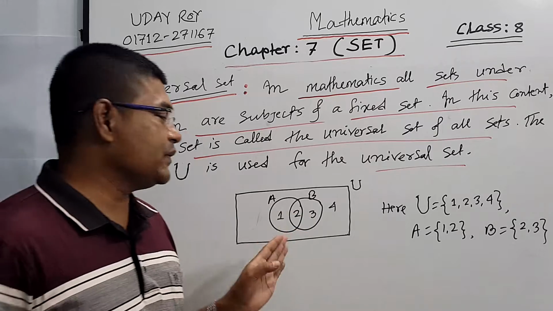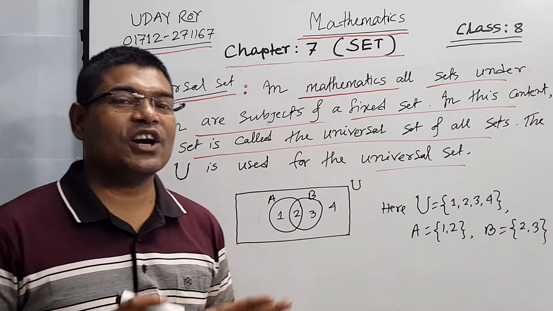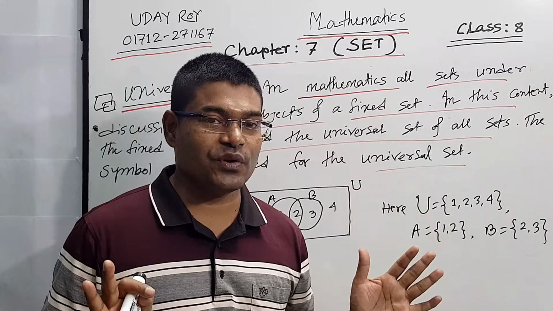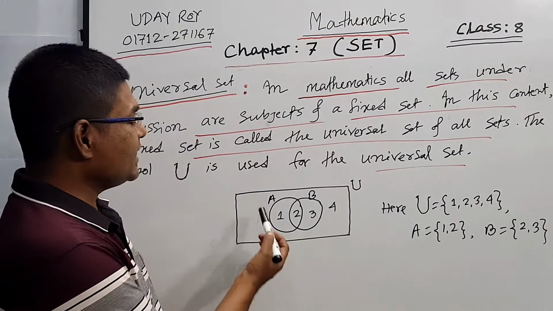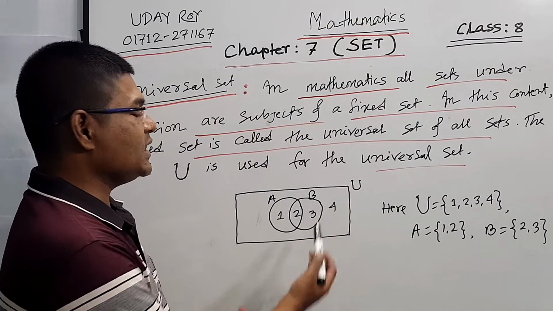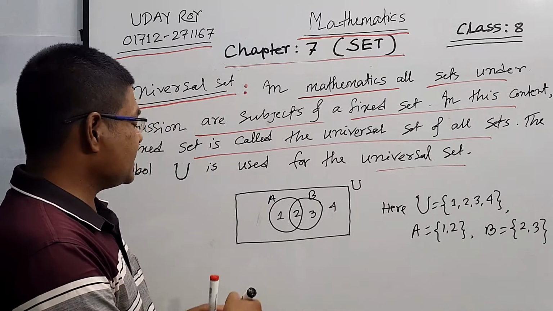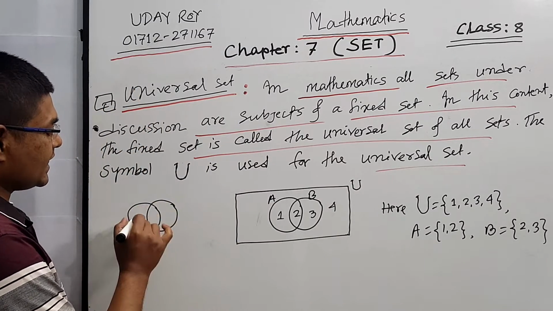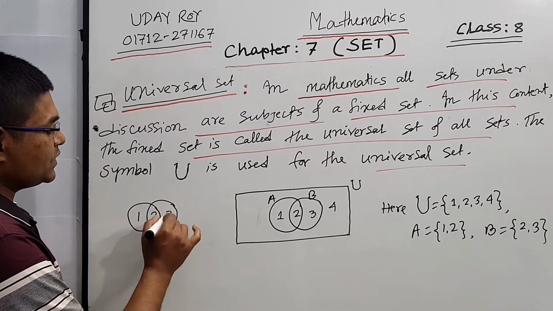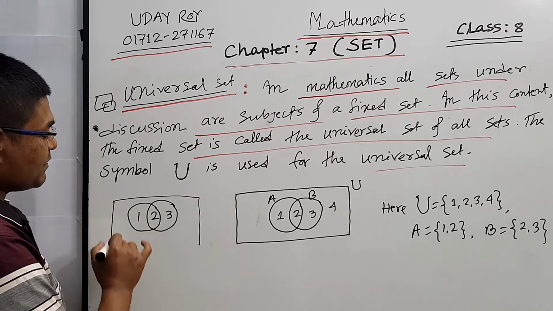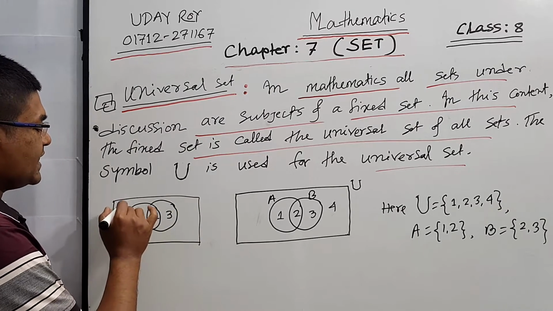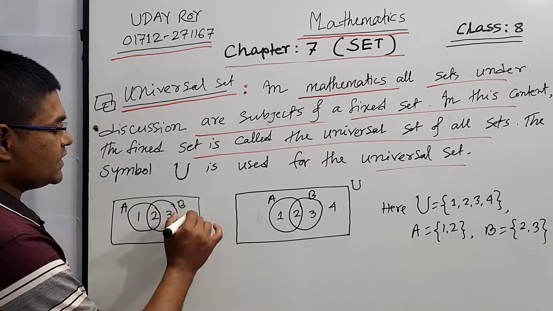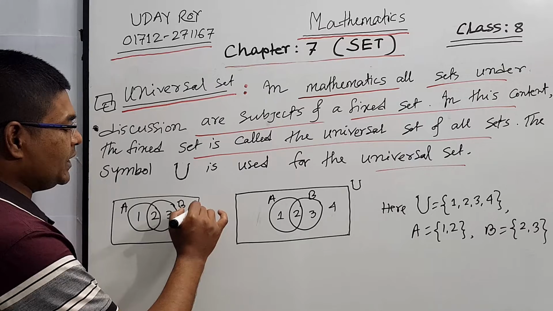If we observe the figure, we can easily get the universal set. That means everything is a universe. Here you can see set A and set B. Here is one circle, here is another circle. This part is 1, this part is 2, this part is 3. So this set's name is A, this is B, and here is 1, 2, 3. So another portion will be 4.